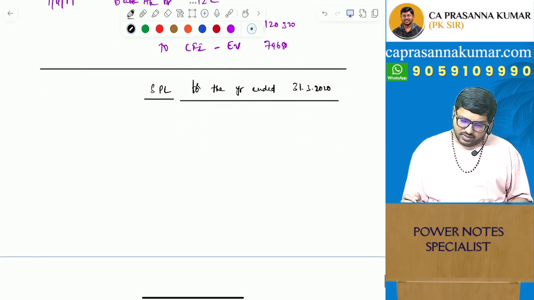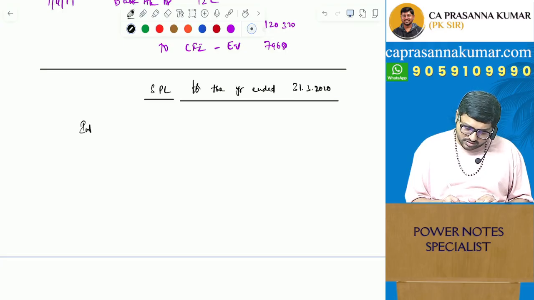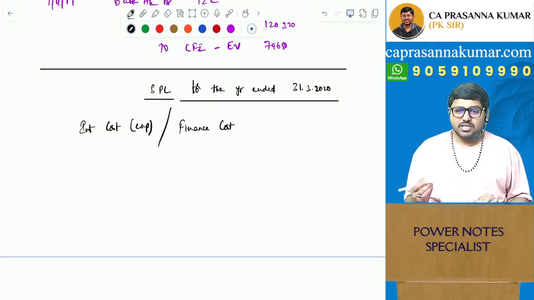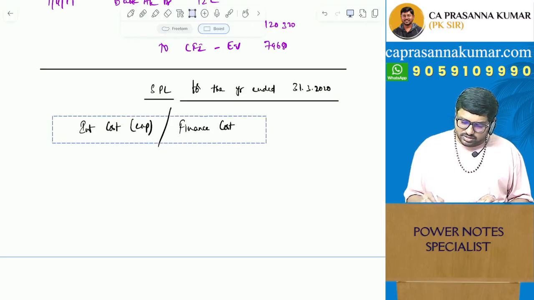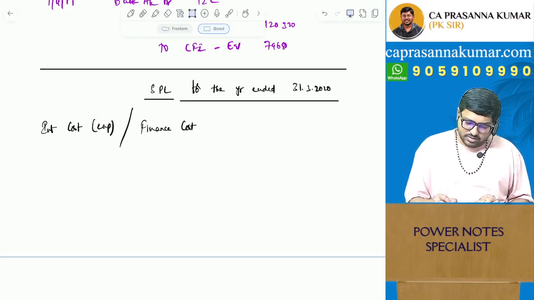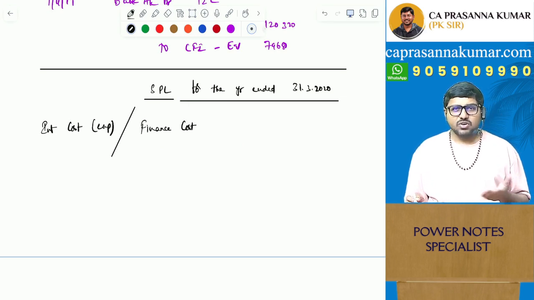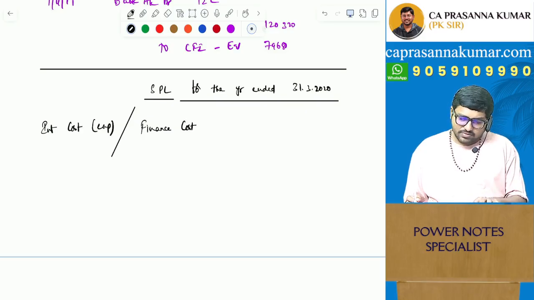Correct? Now, what is the finance cost to be recognized? Finance cost or interest cost? Or you can also call it interest expense. You should be flexible enough with these multiple names, okay? Don't be very rigid saying that all we know is interest expense. It can be interest expense, interest cost, or finance cost. All these are synonyms, okay?